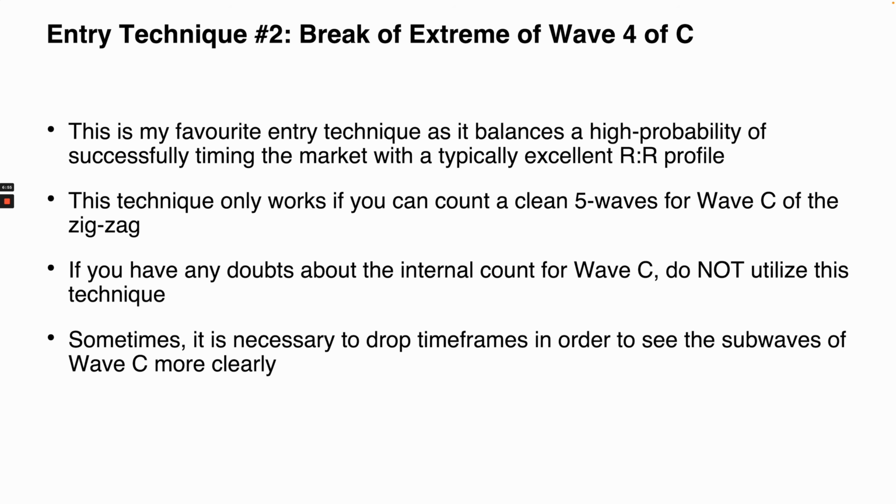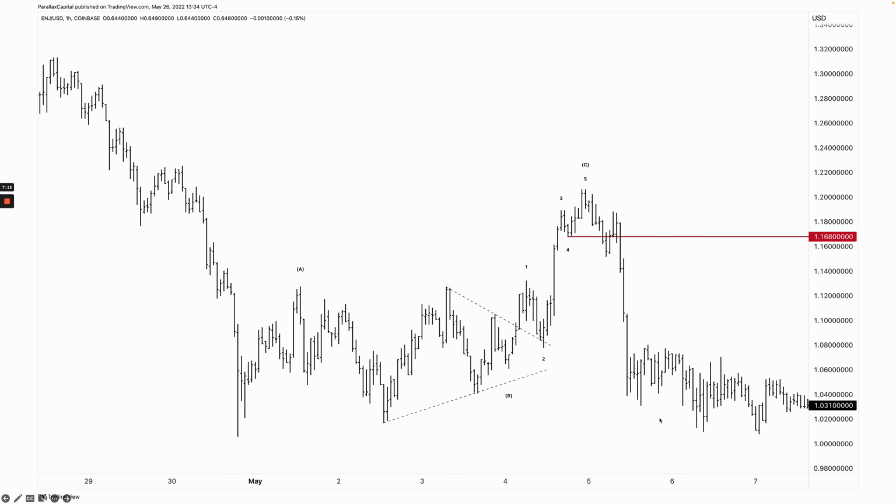This technique only works if you can count a clean 5 waves for wave C of the zigzag. If you have any doubts about the internal structure for wave C, do not utilize this technique. Sometimes it is necessary to drop timeframes to zoom in to the overall structure of the zigzag in order to see the subwaves more clearly. So here you can see in this example, again on Engine Coin, this time I'm labeling the internal structure of this wave C. So you can see I've got little 1, 2, 3, 4, and 5.